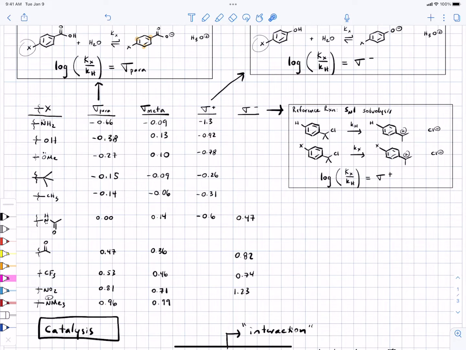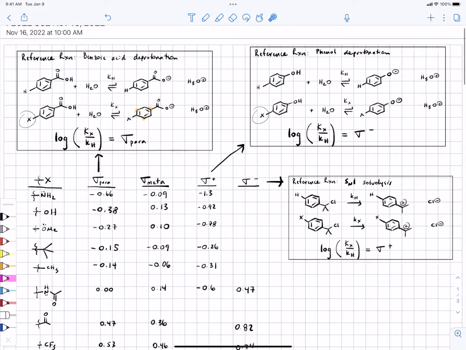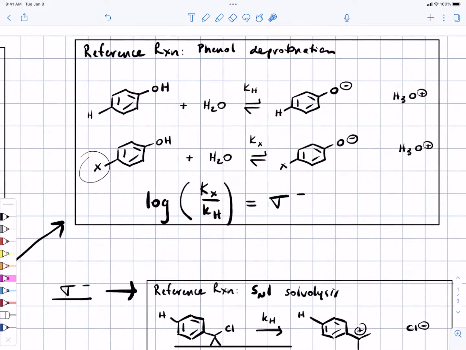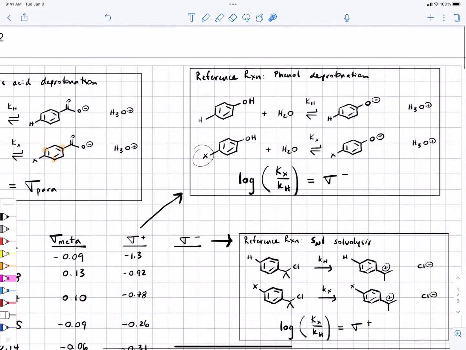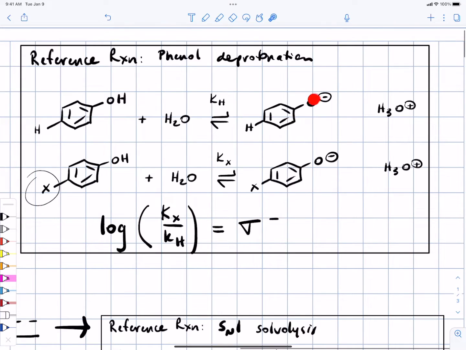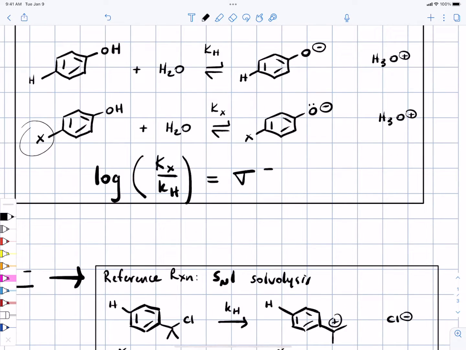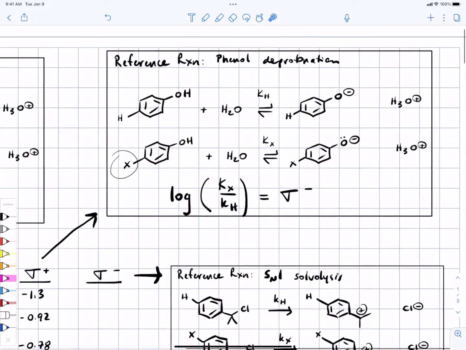Now suppose you wanted to separate out, as well as you could, resonance from inductive effect. You might choose a reference reaction which is phenol deprotonation. These are the so-called sigma plus values. The reason these report on resonance is because now the negatively charged group in the conjugate base is conjugated to the ring. In other words, if this is a withdrawing group, say a nitro group, I could move these electrons here, here, and then out onto the nitro group.